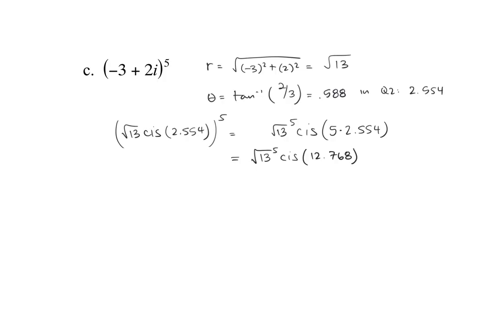Now again, we need to convert this back to rectangular coordinates. So it's going to be this modulus times the cosine of that angle, and that's 597. And then we're going to take this modulus times the sine of this angle, and that turns out to be 122.